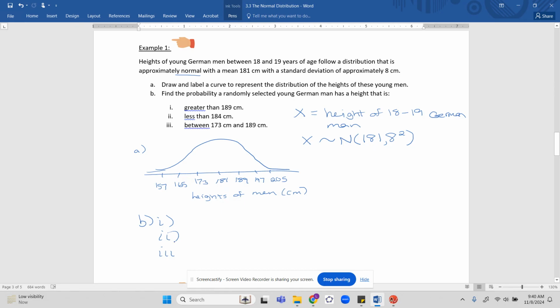Find the probability that a randomly selected German man, part I, has a height that is greater than 189. Number 2, the probability that the height is less than 184. And number 3, the probability that the height is between 173 and 189.